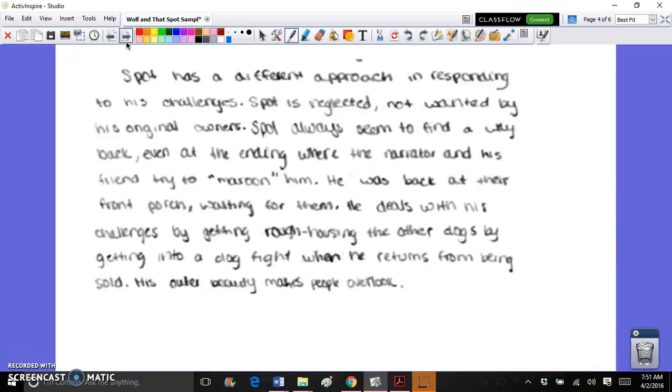"Spot has a different approach in responding to his challenges. Spot is neglected." Wonderful vocabulary word. "Not wanted by his original owners. Spot always seems to find a way back, even at the ending where the narrator and his friend try to maroon him. He was back at their front porch waiting for them. He deals with his challenge by roughhousing the other dogs, by getting into a dogfight when he returns from being sold. His outer beauty makes people overlook."